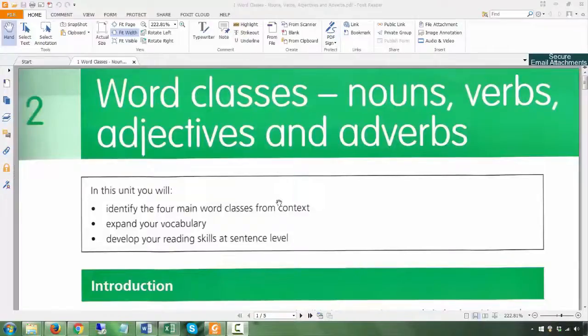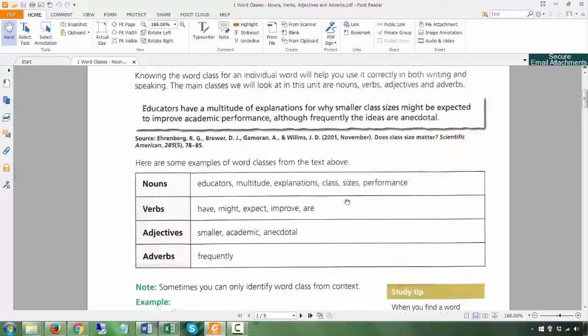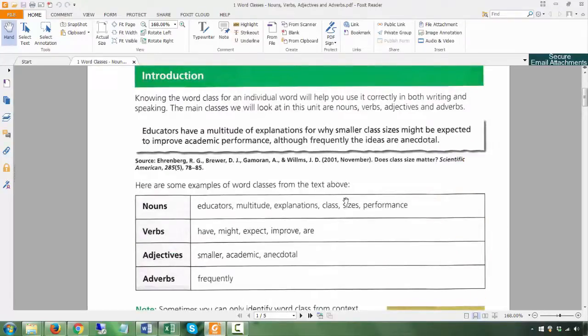Alright guys, this is the answer to chapter 2, which is the first vocabulary document worksheet I gave you. Word classes: nouns, verbs, adjectives, and adverbs. Alright, so let's go through the answers. This chapter will address nouns, verbs, adjectives, and adverbs.